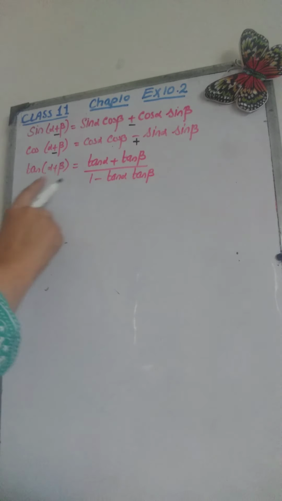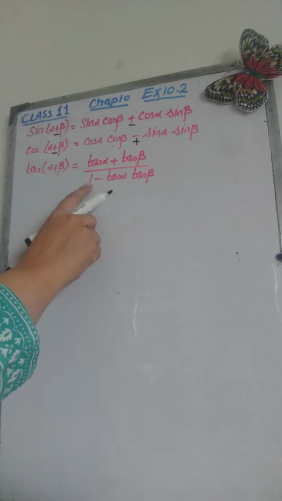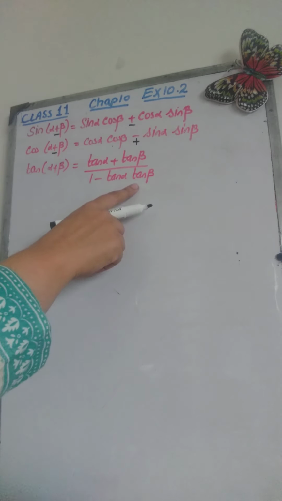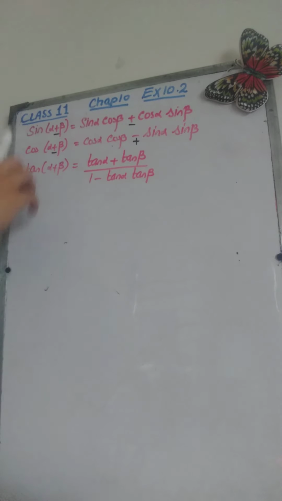Tangent of alpha plus beta is equal to tan alpha plus tan beta over 1 minus tan alpha tan beta. Similarly, we have the identities for cotangent alpha plus beta and tangent alpha minus beta, and we will be writing them in the question wherever required. But the main identities are these identities which we will be using in this exercise. So let us start the lecture. The first question is question number 3.